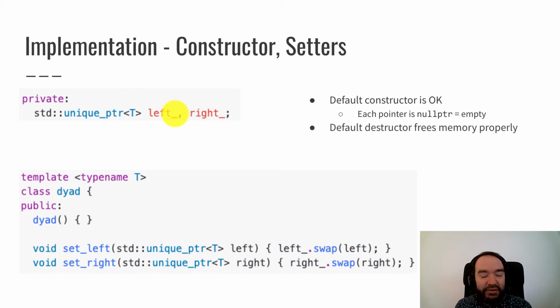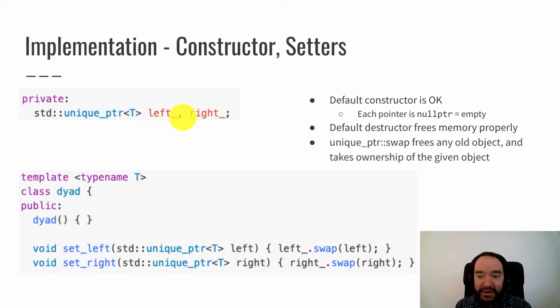And I don't write a destructor. We're using the default destructor because it will automatically free memory properly. This is the purpose of unique pointer, is that when dyad is destroyed, the destructor for dyad will call the destructor on left and right, and the destructor on unique pointer is responsible for freeing memory if necessary. So this is a benefit of RAII design. We don't have to think about that memory management, and we will not have any memory leaks in this code.